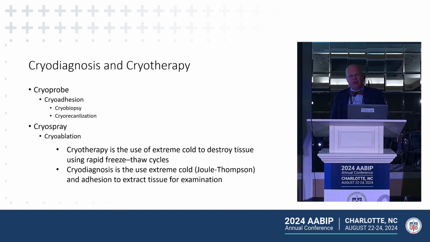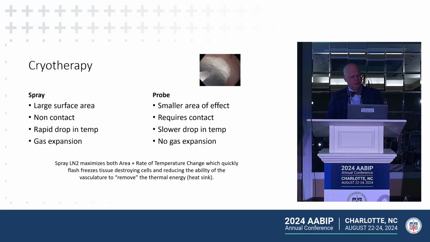So what is cryotherapy? It's basically the use of extreme cold to destroy tissue with rapid freezing and thawing cycles, and you can control the amount of injury by the temperature or the number of freeze-thaw cycles. And then cryodiagnosis, which we just mentioned, uses the Joule-Thomson effect, with compressed gas going across a metal surface and freezing warm tissue to it.